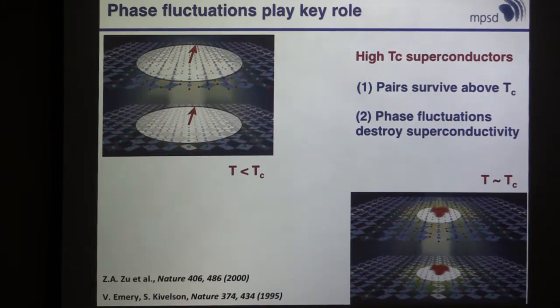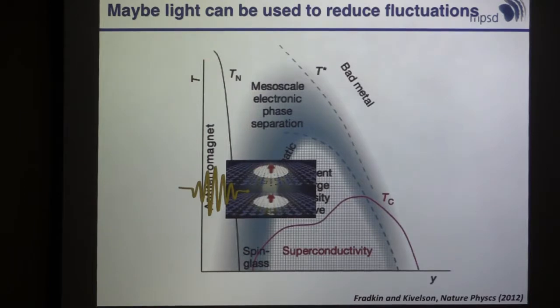So what we would like to do, and this is really something that has occupied a lot of my time for the past couple of years, is to use light to try to stabilize this phase. If I can stabilize the phase above TC with light, then maybe I can really create a CW superconductor in a laser field. Wouldn't that be great? You can make a device, turn on the light, turn off the light, and manipulate it.